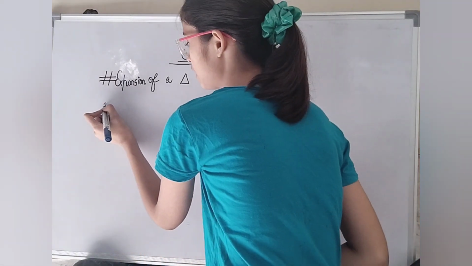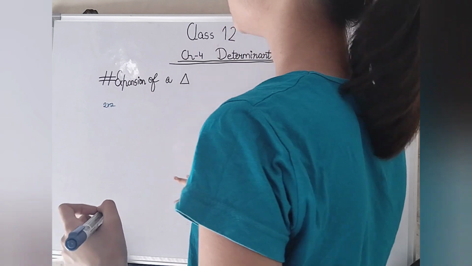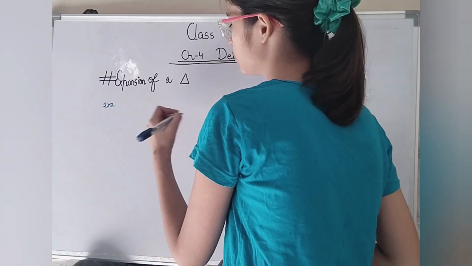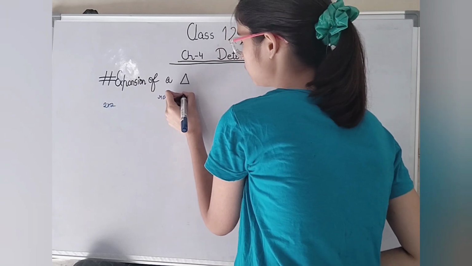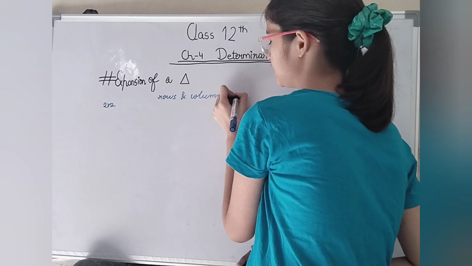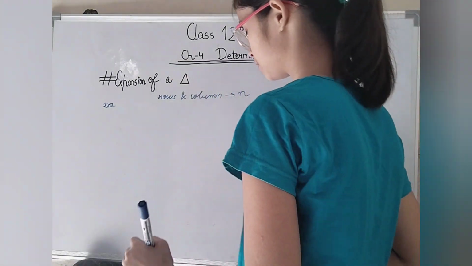Like in the previous part we talked about a 2 cross 2 determinant, but we know that a determinant could be of any number of rows and columns. So how do we represent the number of rows and columns? We represent these by the letter small n, and let's talk about some other determinant.